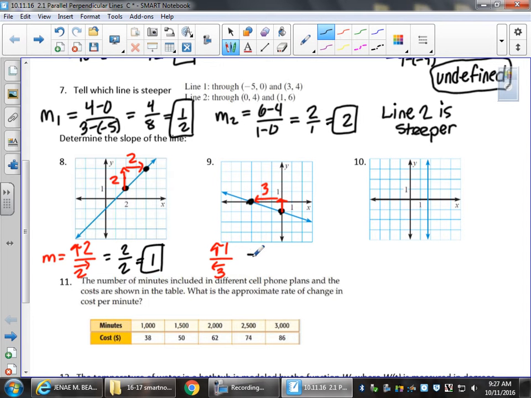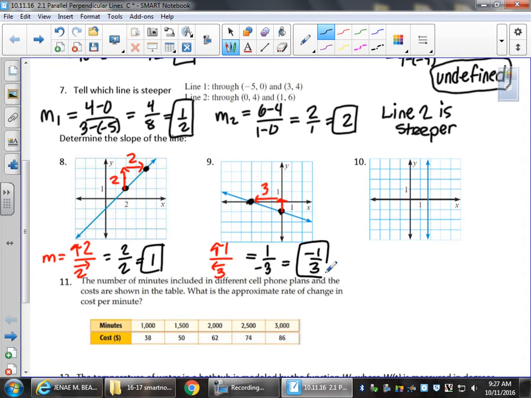Positive. Wait, Miss, how do you know from what point to start? You can choose. So we could have chosen to count from here or here. We should get the same answer. On Thursday, we proved to ourselves we can count from either point, and we'll get the same answer. And then left 3 would be positive or negative? Negative. So my answer is negative 1/3.